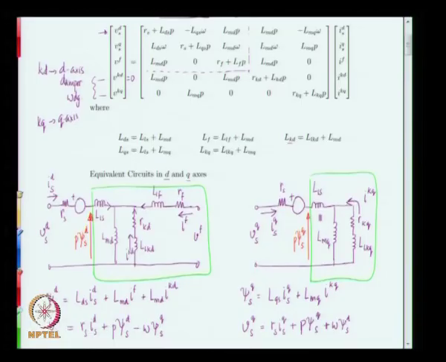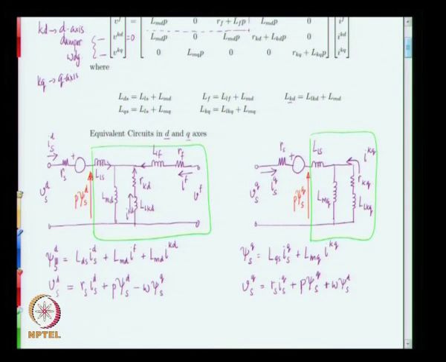This branch represents the d axis damper winding. This is the magnetizing branch, the leakage inductance of the stator and the field leakage inductance. Similarly, on the q axis you have the q axis damper and then the leakage inductance of the stator and the magnetizing inductance along the q axis. These equations can then be deduced from the original equations that we wrote over there.